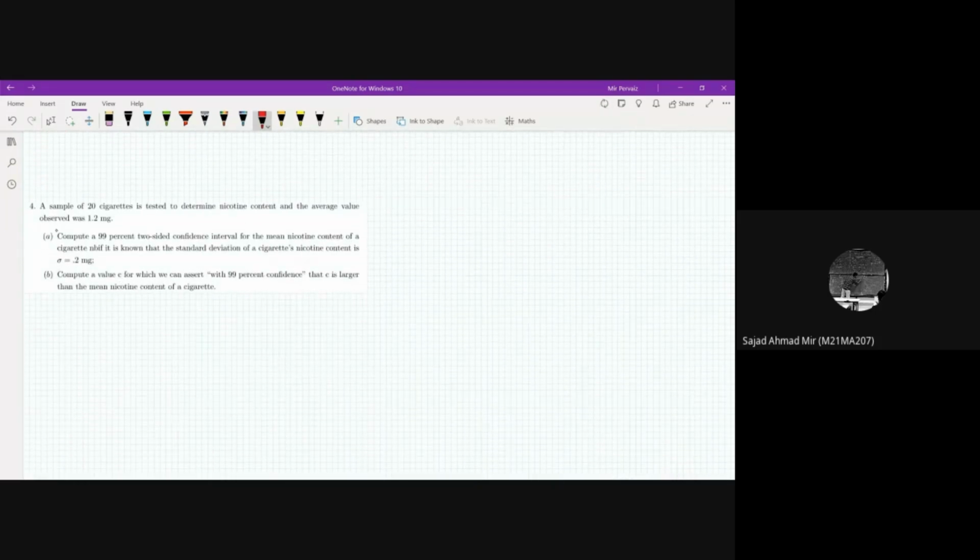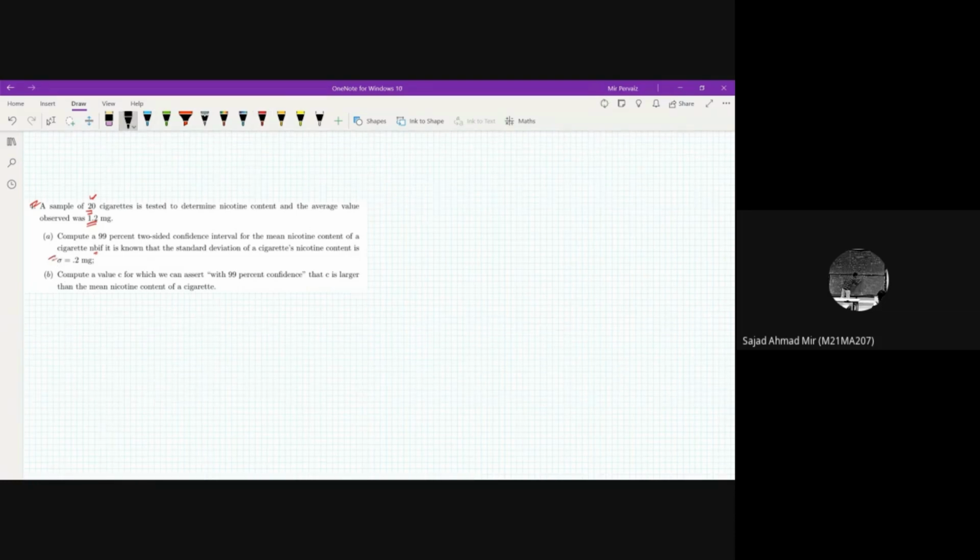Now question 4: a sample of 20 cigarettes is tested for the content of nicotine, and the average value was given. From the question, read which parameters are given. N is given, which means the number of samples, and their average value is there. We have to compute a 99% two-sided confidence interval for the mean nicotine content of the cigarette of some particular type. If the standard deviation is known, again, which pivot will you be using?